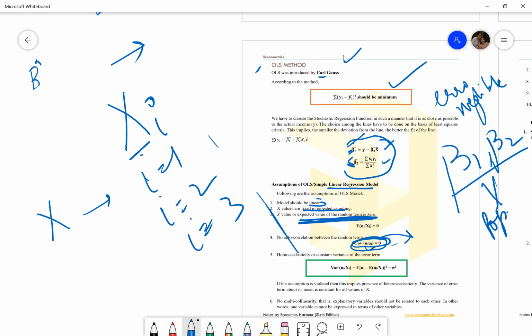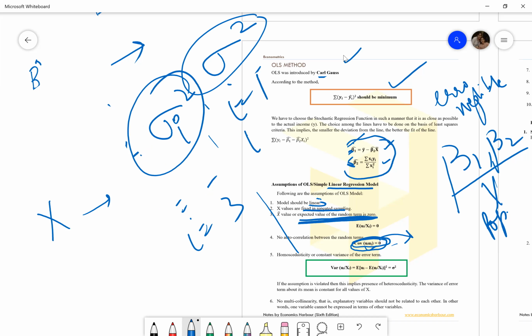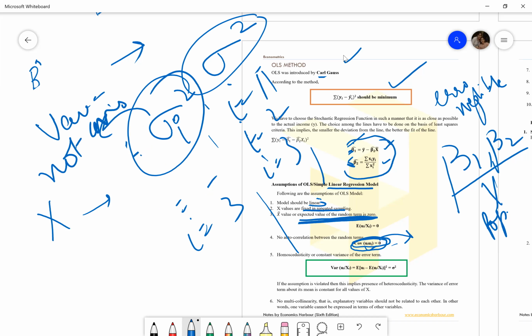When we write sigma square, this means there is one single value. But instead of sigma square, when we write sigma i square, this means different values: i is equal to 1, i is equal to 2, i is equal to 3, and so on. So this means that the variance is not constant. It is changing with the changing values of i.